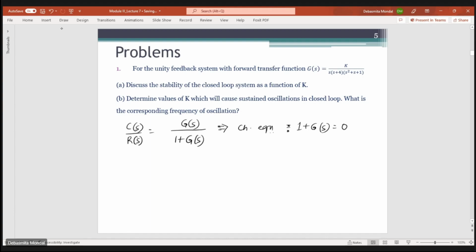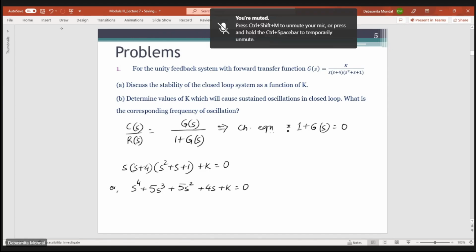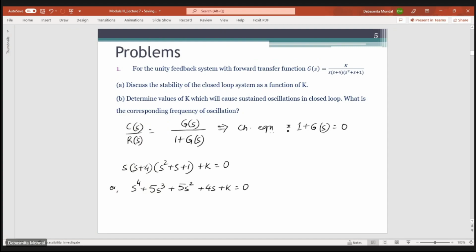So it becomes s into (s plus 4) multiplied by (s square plus s plus 1) plus K equal to 0, right? And if you simplify this, you will get s to the power 4 plus 5s cube plus 5s square plus 4s plus K equal to 0. Now this is in polynomial form. In order to find out the stability of the system, or how stable the system will be as a function of K, you have to perform the Routh test on this.